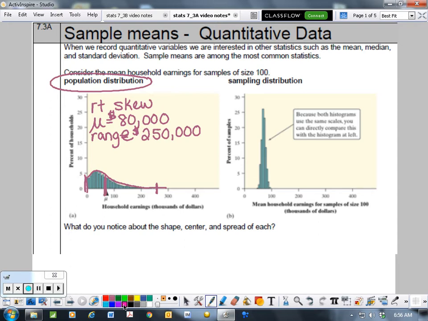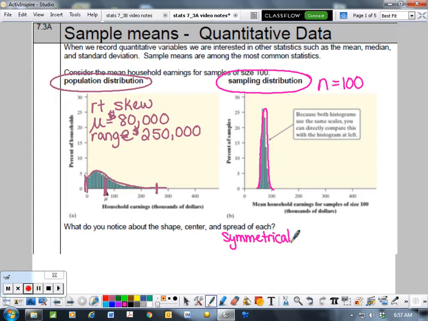But now when we look over at our sampling distribution, all of a sudden it looks a little different. Now these are sample sizes of 100. So we took all the possible samples of size 100 and we graphed the means for each one of them. And so now we're getting a distribution that is pretty symmetrical. The mean of the sampling distribution ends up being right about that 80,000 also.